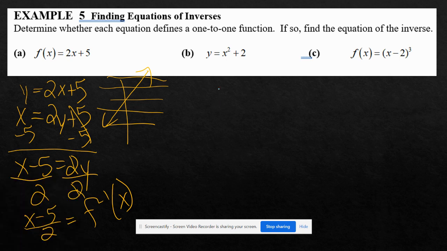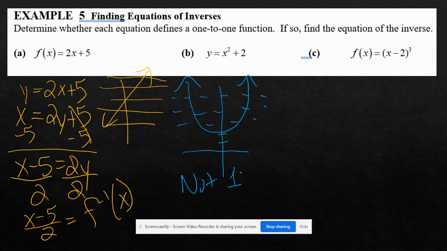Letter B. If I graph that x squared plus 2, I get this. It's a parabola, and it does not pass the horizontal line test. That means this is not a 1-to-1 function, and there is no inverse. So I can't go any further.